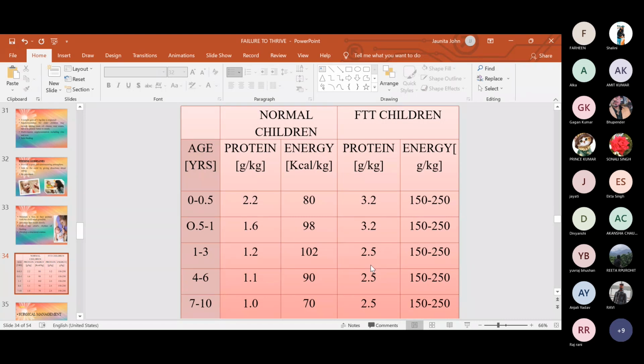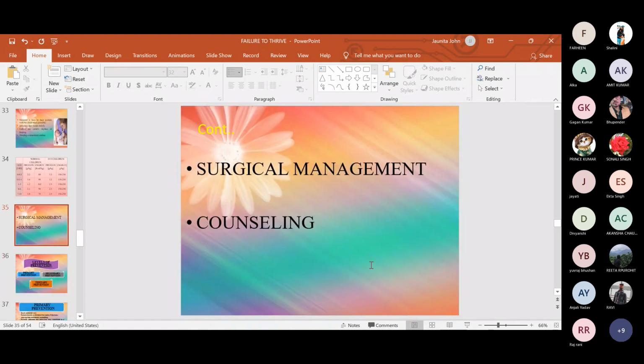Please refer to this. If you all have any doubt, you can ask. It's just a chart showing the difference between a normal child's protein and energy levels according to the years, as well as a failure to thrive child according to the particular age group.